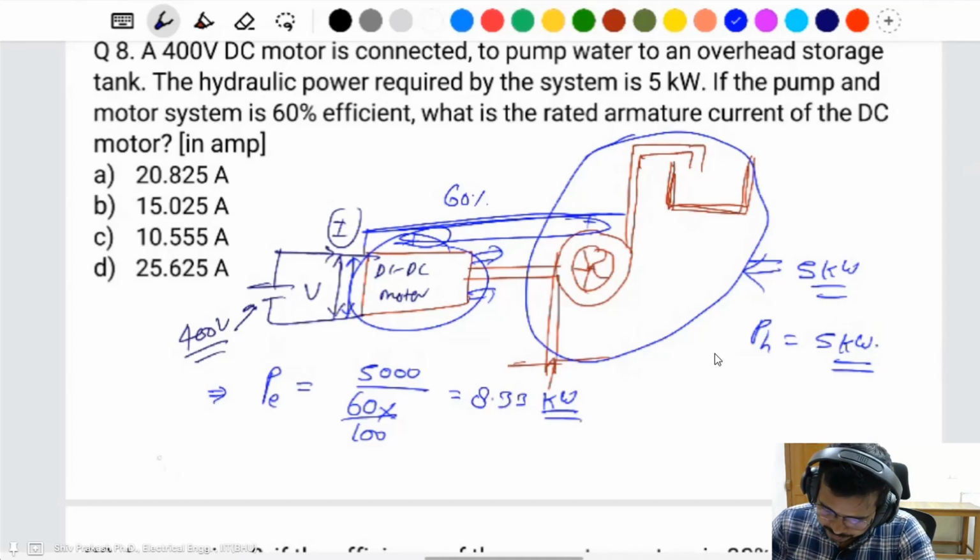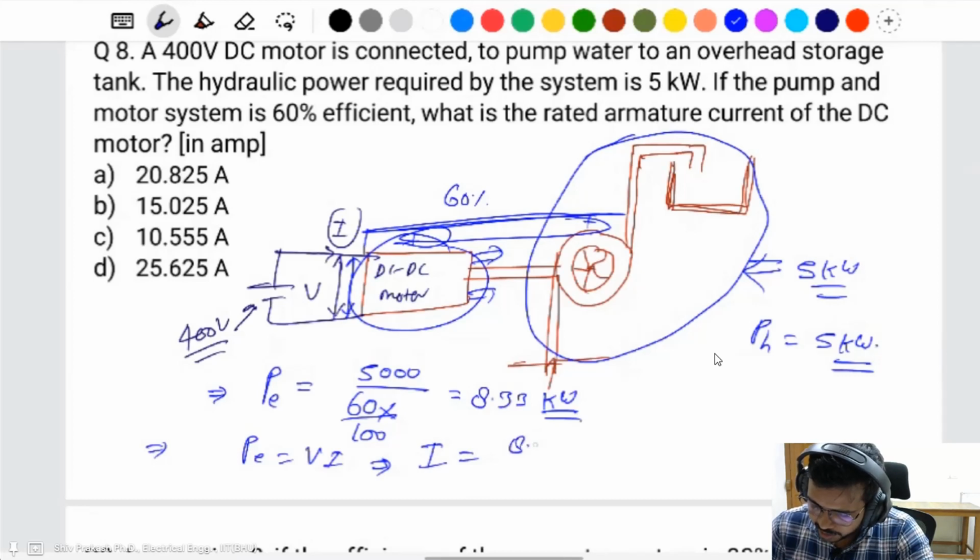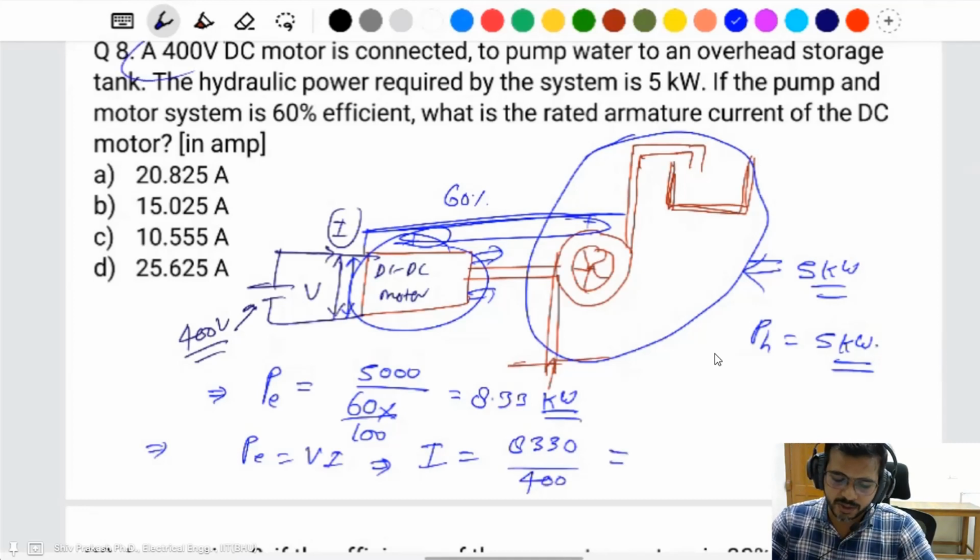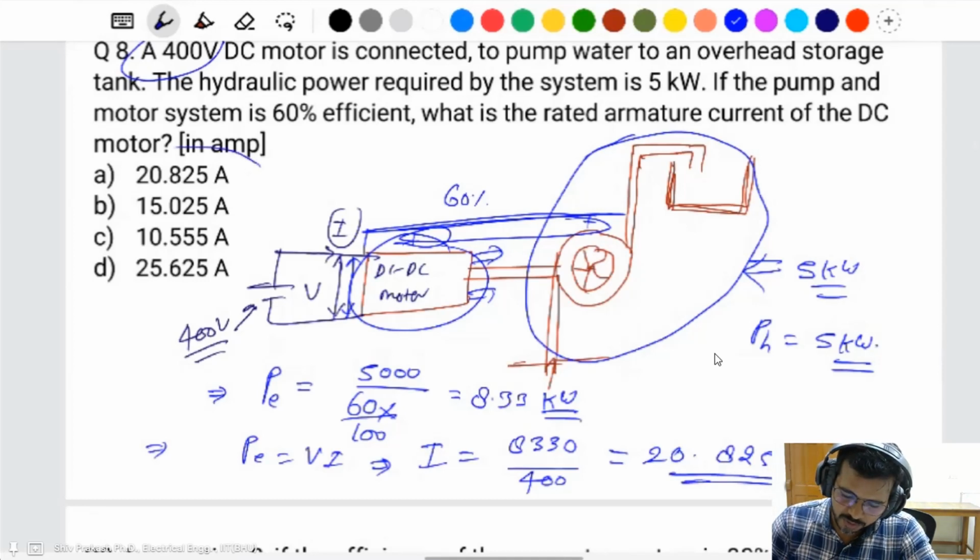Then what is the power? DC power is V into I. And what is the current? P is 8.33, it means 8330 divided by our voltage, which is 400 volt, the DC power voltage given in the question. It is 20.825 ampere. Question option number first answer is 20 ampere.